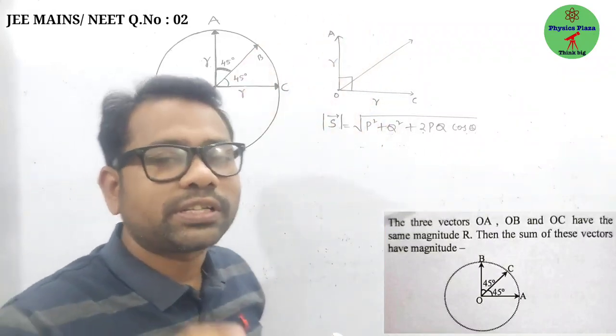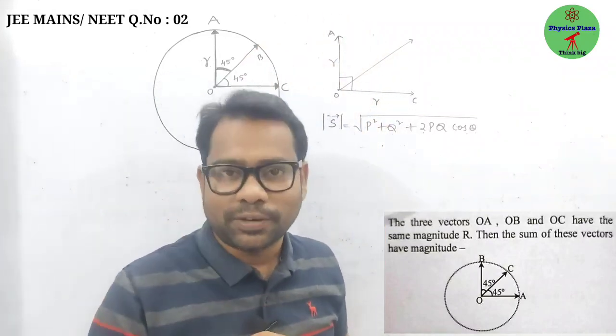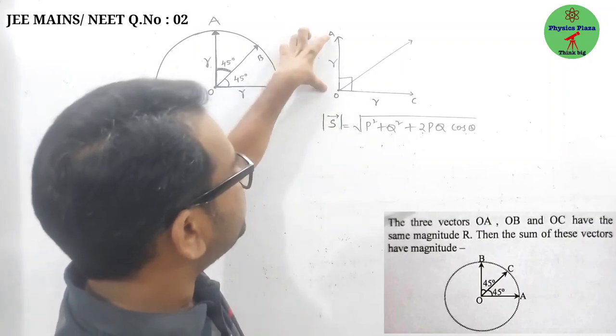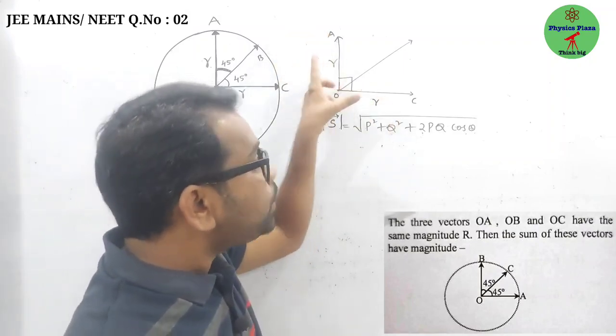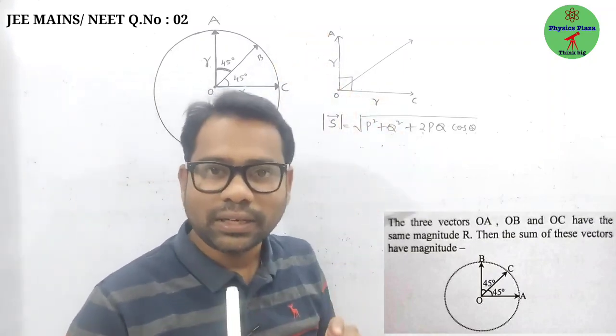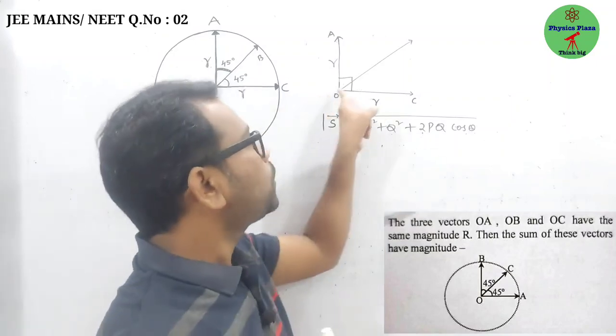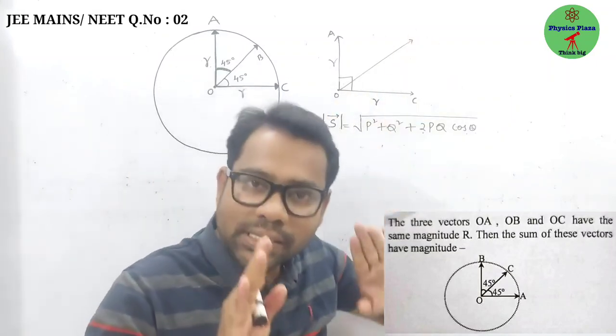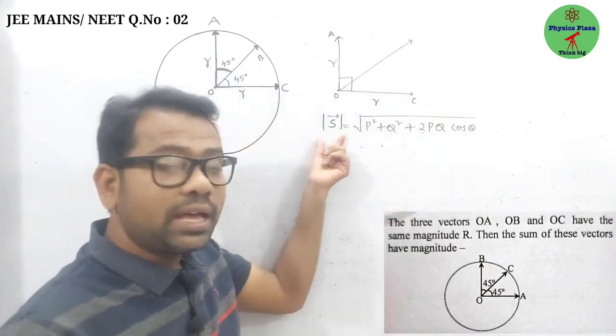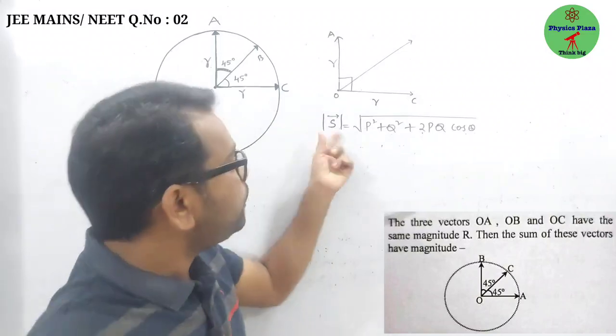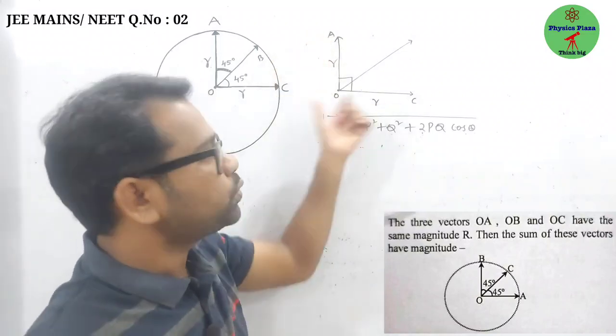Children, let us recall once again the parallelogram law of vector addition. Here these two vectors represent the two adjacent sides of a parallelogram. Then the resultant vector is along the diagonal. Let us consider S as the resultant vector of vector OA and vector OC.